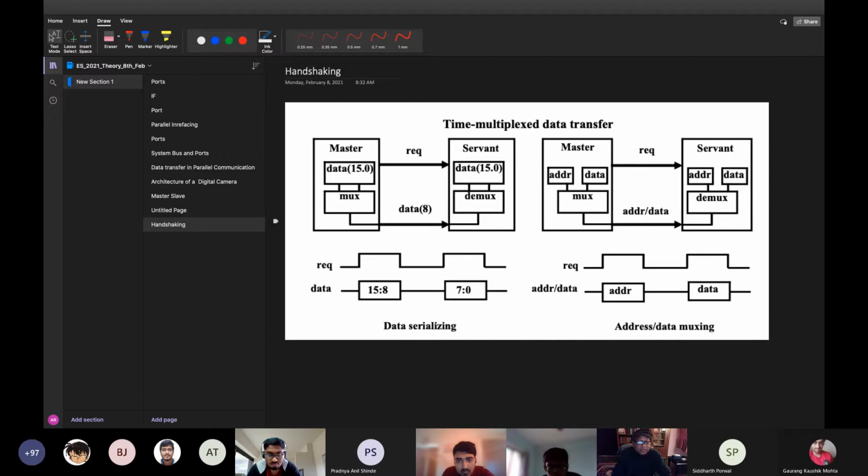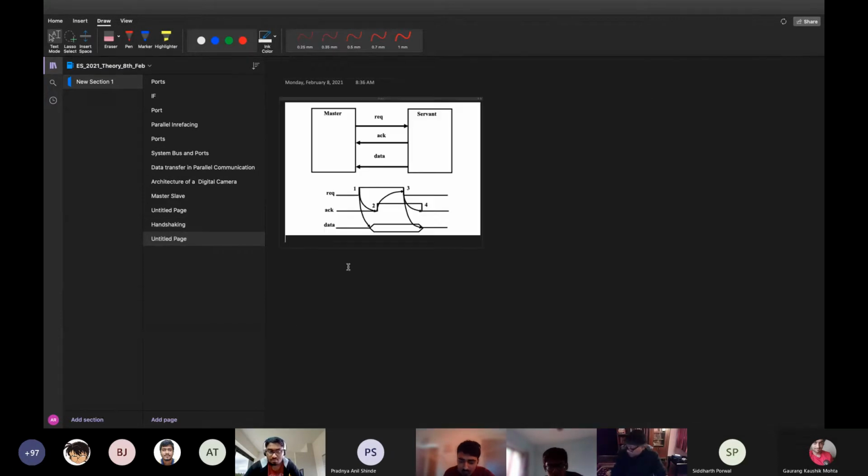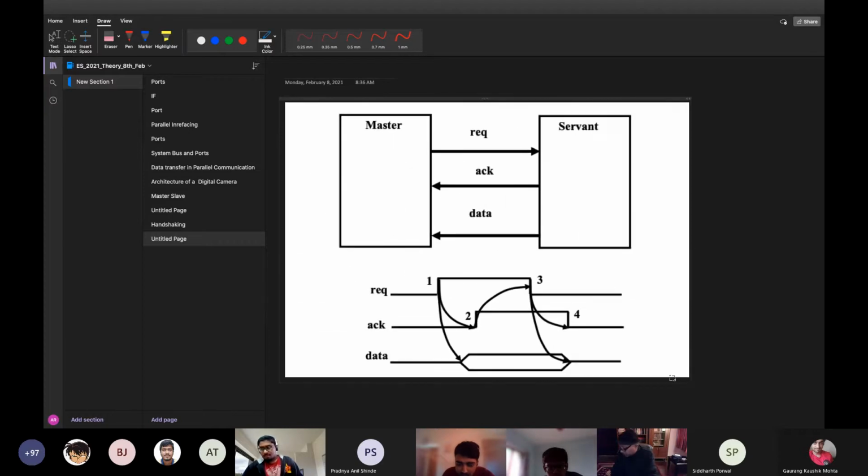It is called the strobe protocol or handshake protocol, you can say. So you can see the much better handshake protocol right here. Once again, I'm just showing. So here it is a two-step handshake protocol, you can see. This is a two-stage, you can see. So this is a proper handshake protocol. Simple, you can draw this.